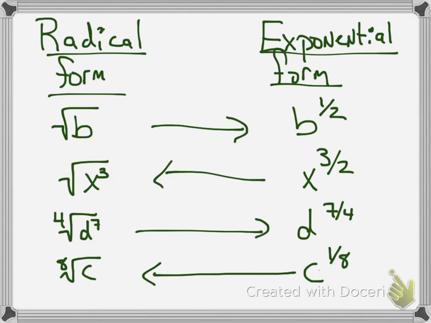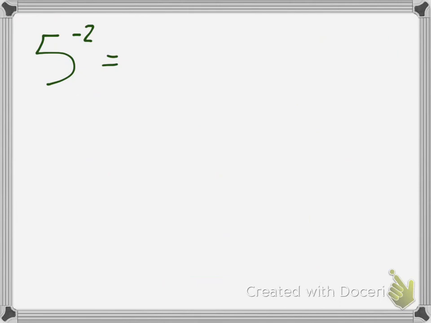Next part. I need y'all to remember, or to know, that anything to the negative power means you will move it. If it's on the top, you move it down to the bottom. If it's on the bottom, you move it up to the top. In other words, 5 to the negative 2 power is 1/5 squared. Notice the negative moved it down, and now it's a positive exponent. 5 squared, of course, is 25, so this could be 1/25.